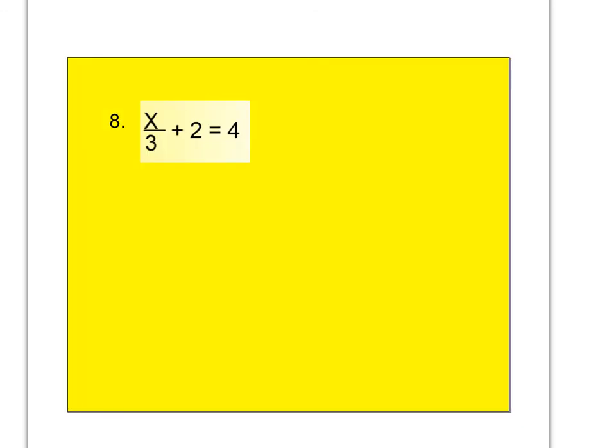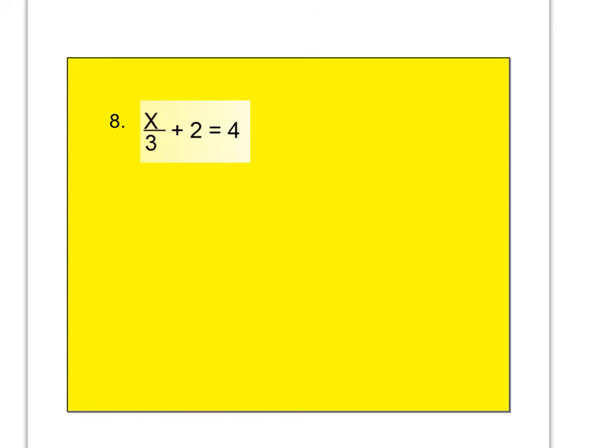Let's try number 8. So number 8, simplify each side of the equal sign. I think that's done. I don't think we have to do anything there. Step 2, put all the variables on one side. I think that's done. There's an x, it's on the left. Step 3, add or subtract the lone number or the constant. So in this case, it's the 2.